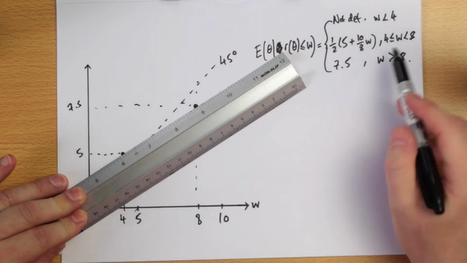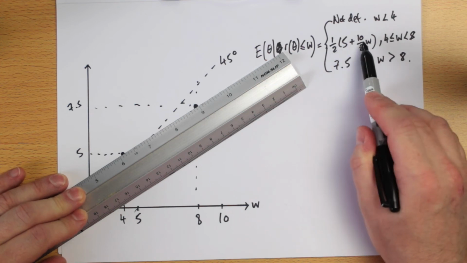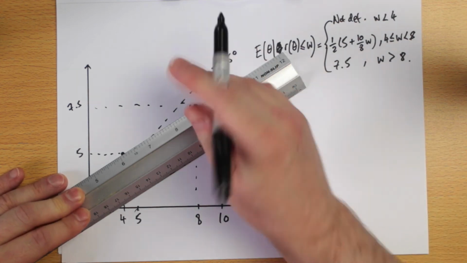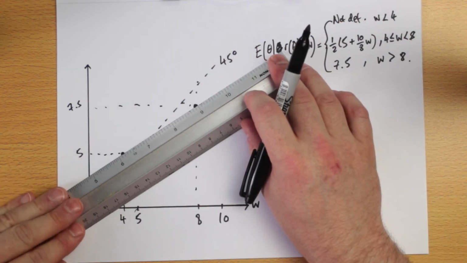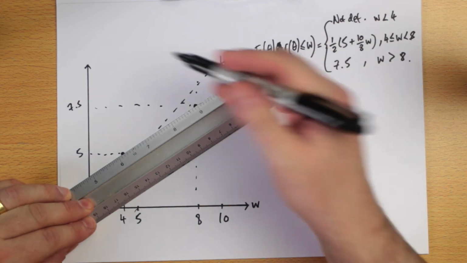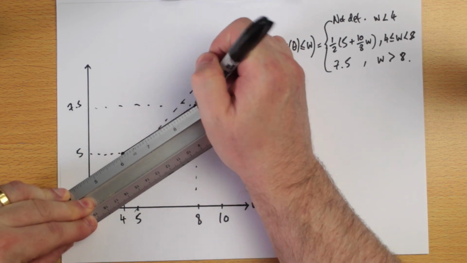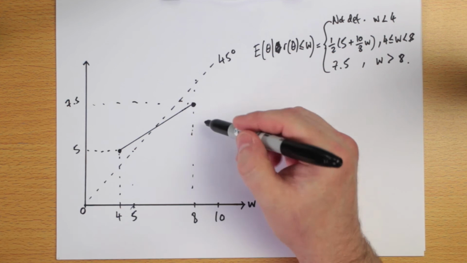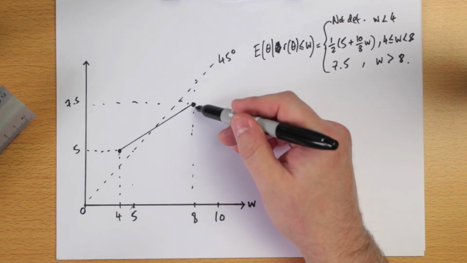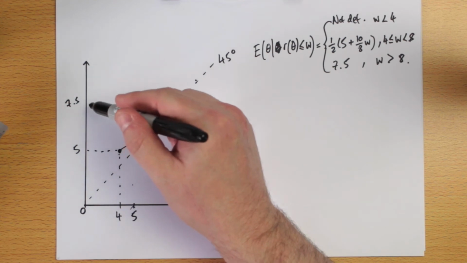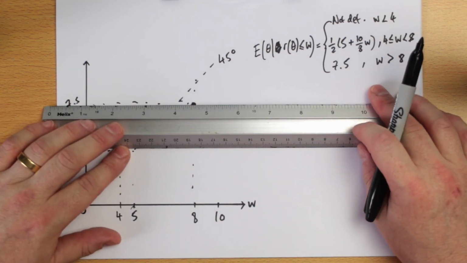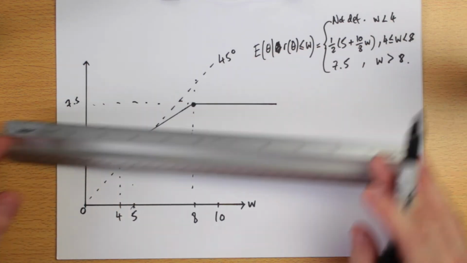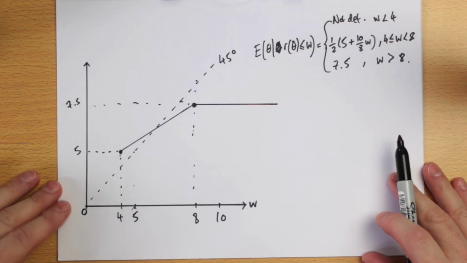So this was linear with slope. The slope is 10 over 16, right? W is being multiplied by 10 over 8 times a half. So 10 over 16, 5 over 8. So it's a little steeper than it was before. And then once the wage is equal to 8, everybody accepts the wage. Productivity is 7.5. And after that, it can't go any higher. So it just has to flatten out and stay equal to 7.5 ever after.